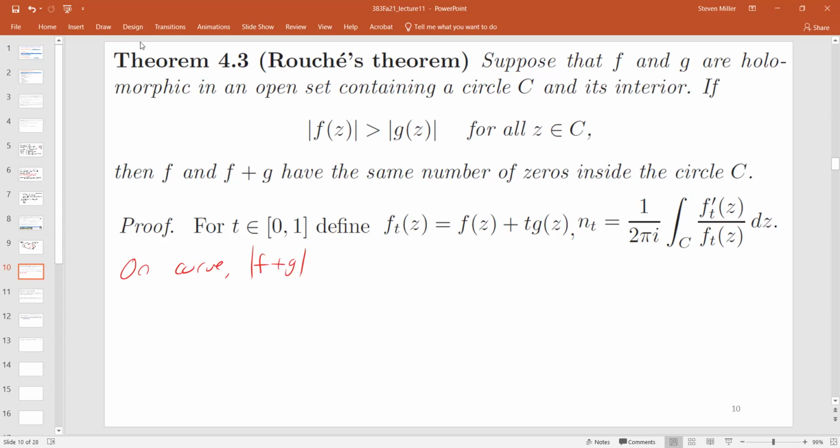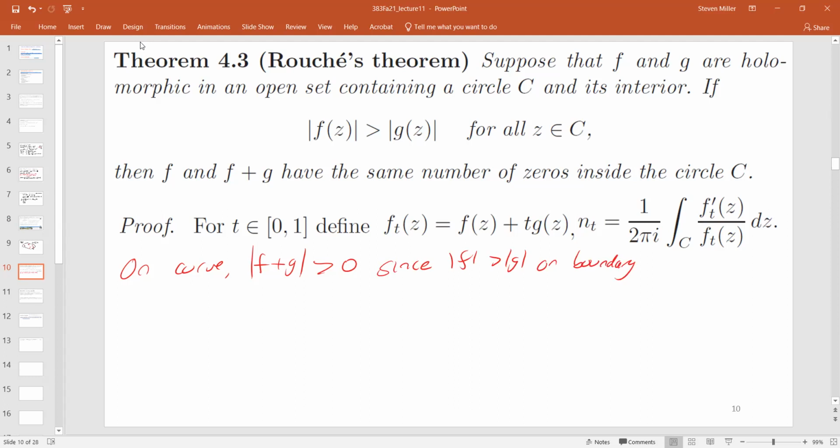It's not zero. Why is it not zero? I'm sorry? But maybe G could cancel F. So could G cancel F? F and G can't have the same absolute value because the absolute value of F is greater than that of G. So F plus G is nonzero, since the absolute value of F is greater than the absolute value of G on the boundary.